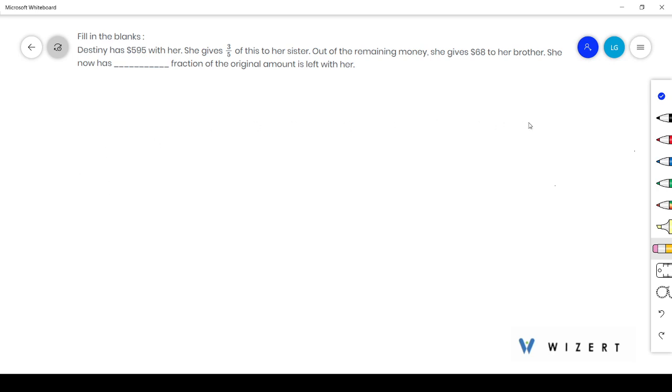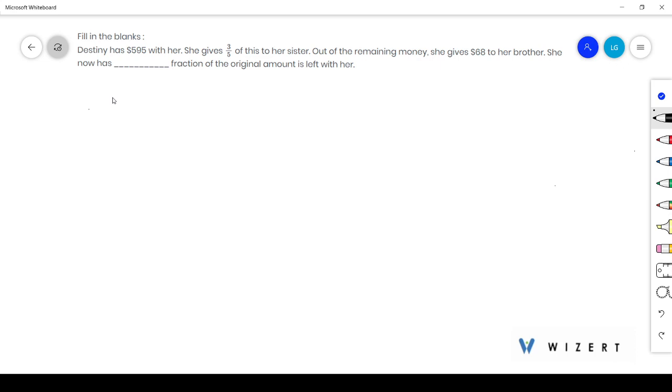Our question is, Destiny has $595 with her. She gives 3/5 of this to her sister. Out of the remaining money, she gives $68 to her brother. She now has what fraction of the original amount left with her?